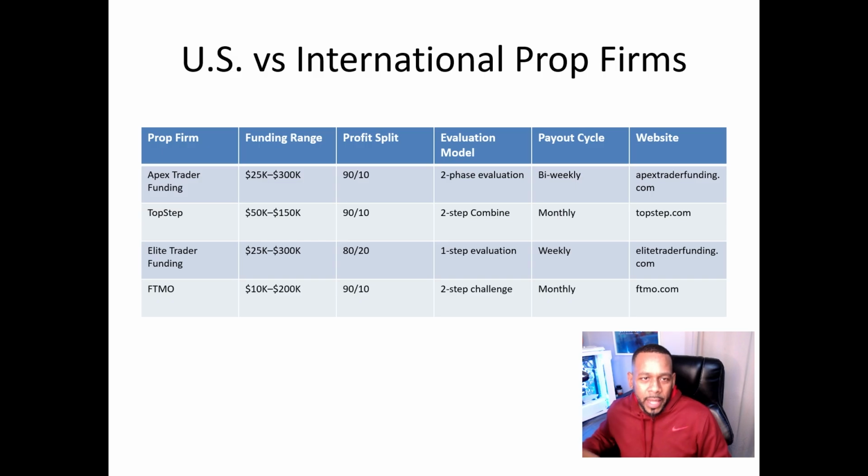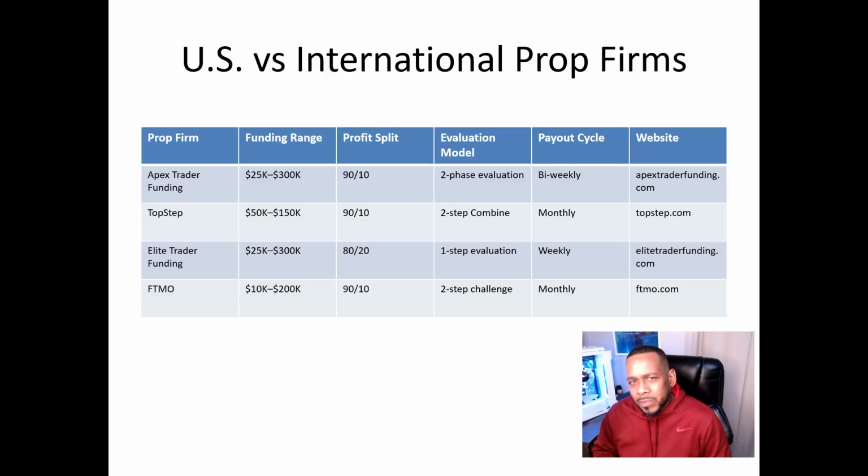So FTMO, that's an international prop firm. Again, with the getting to know your trader, I'm not sure. Can't speak about it too much. I'll do a little bit more research, but they have anywhere from 10,000 to 200,000. They have a 90-10 split as well. Again, they have a 2-step challenge, same as Apex and TopStep, and they pay out monthly. So those are the prop firms in a nutshell.